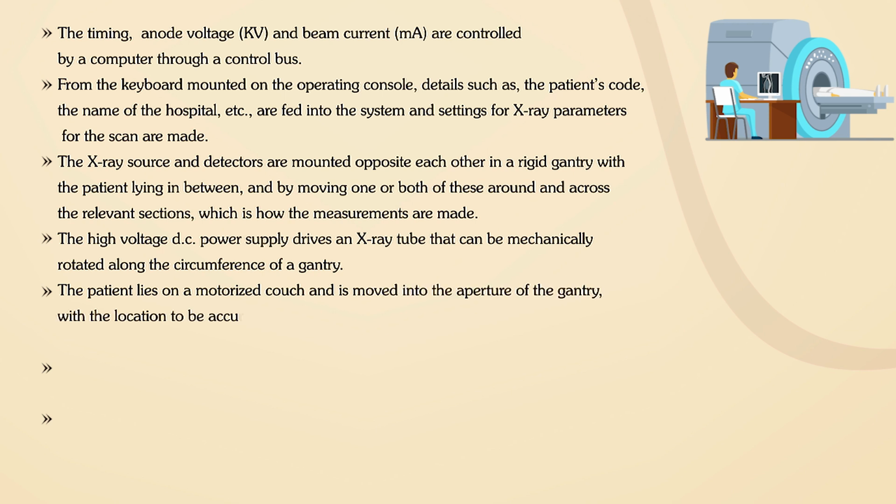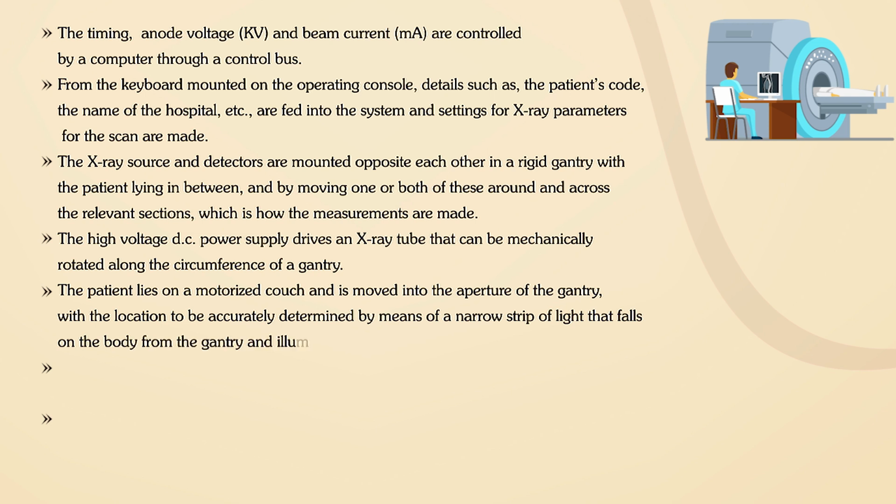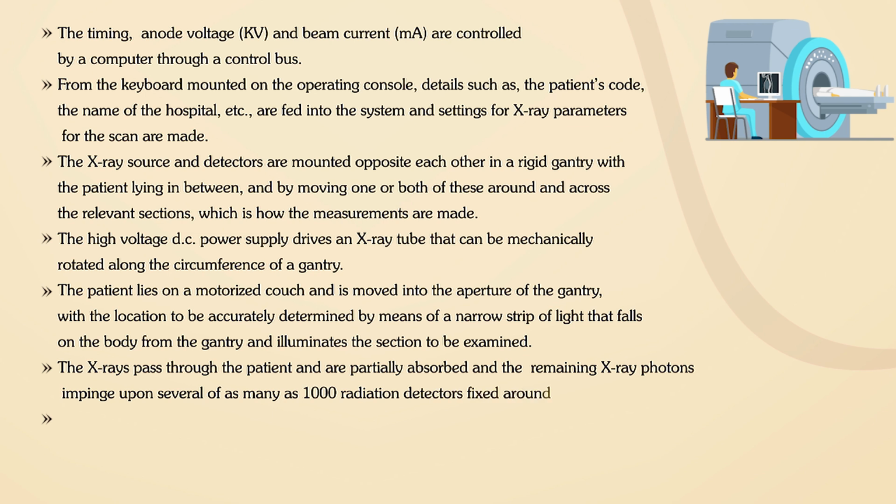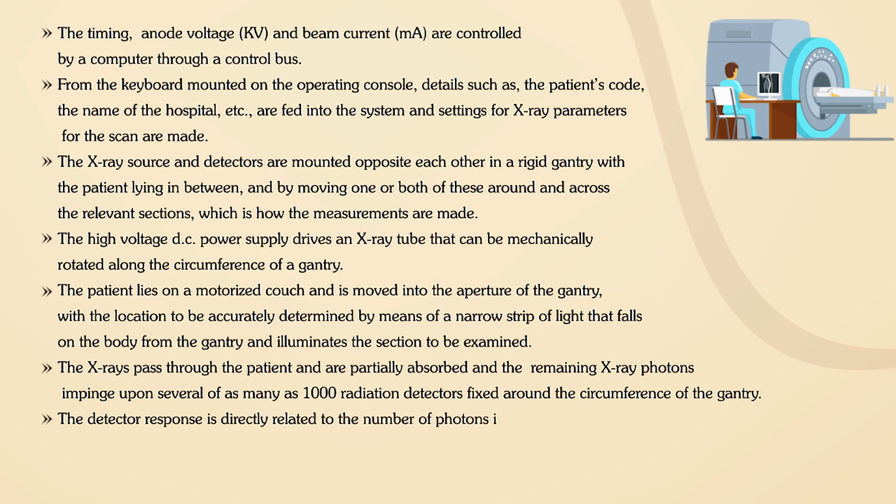The high voltage DC power supply drives an X-ray tube that can be mechanically rotated along the circumference of a gantry. The patient lies on a motorized couch and is moved into the aperture of the gantry, with the location to be accurately determined by means of a narrow strip of light that falls on the body from the gantry and illuminates the section to be examined.